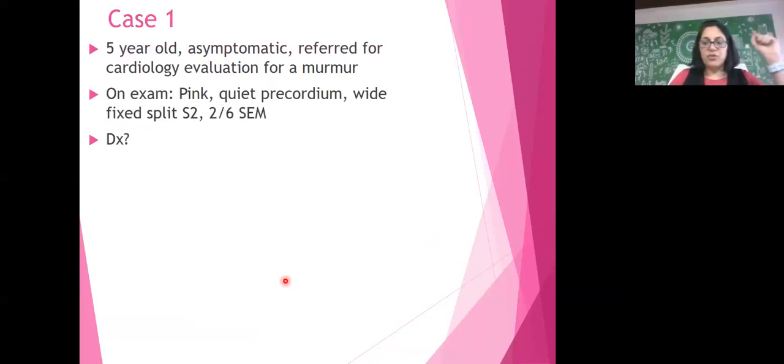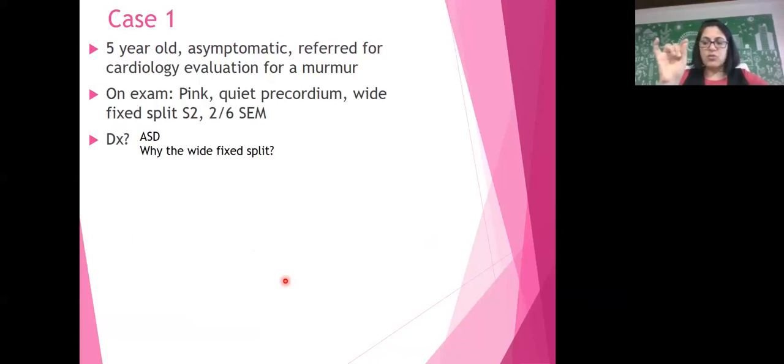You have a 5-year-old, no symptoms, referred for a murmur to the cardiology department. Baby's pink, quiet precordium, no heart failure, wide fixed split second heart sound, and a 2/6 systolic ejection murmur at the pulmonary area. What's your diagnosis going to be? You're going to think this is an ASD, right? Now, why do you get a fixed S2? Why do you get the wide fixed split? And how do you hear it?